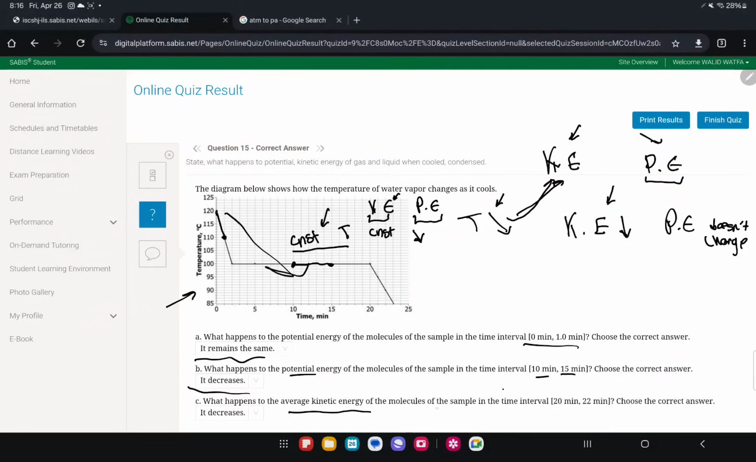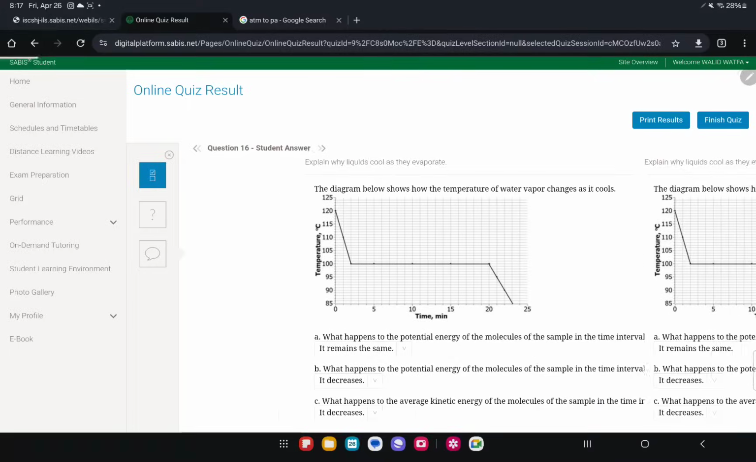How about the kinetic energy between 20 and 22 minutes? So from here to here. Since temperature is going down, what does that mean? Kinetic energy will go down. And since kinetic energy is changing, that means potential energy will stay constant. So kinetic energy will decrease. Question 16.